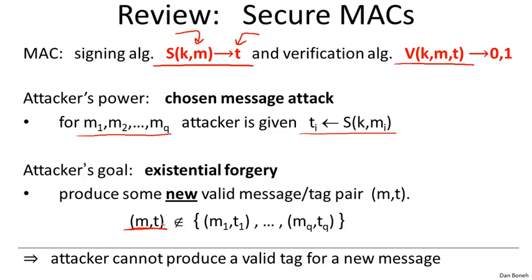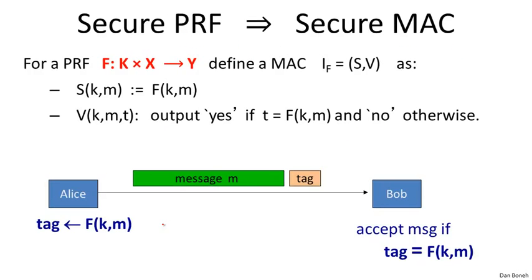Okay, so we've already seen this definition in the last segment, and now the question is, how do we build secure MACs? So the first example I want to give you is basically showing that any secure PRF directly gives us a secure MAC as well. So let's see how we do it.